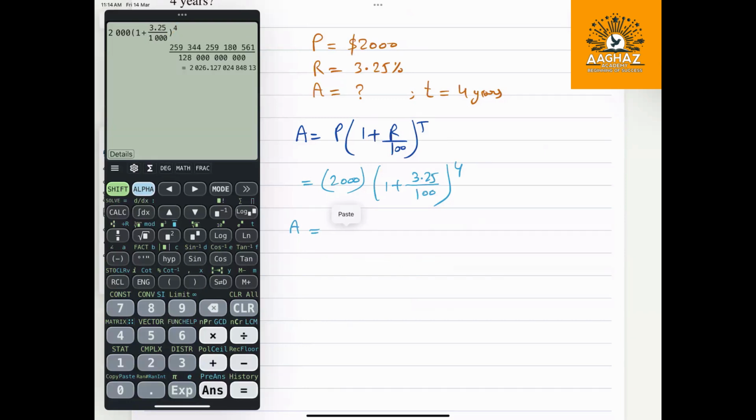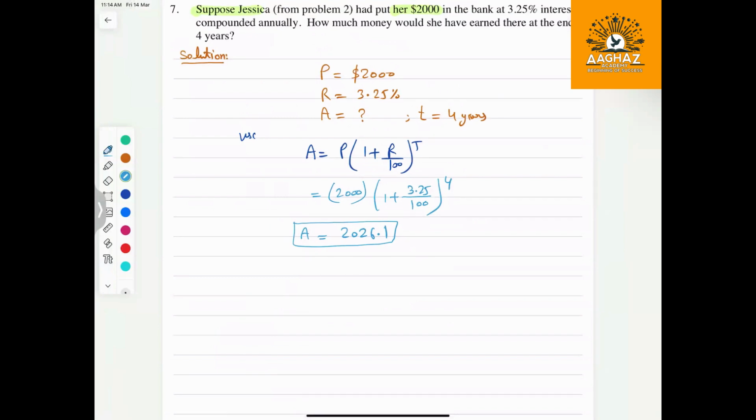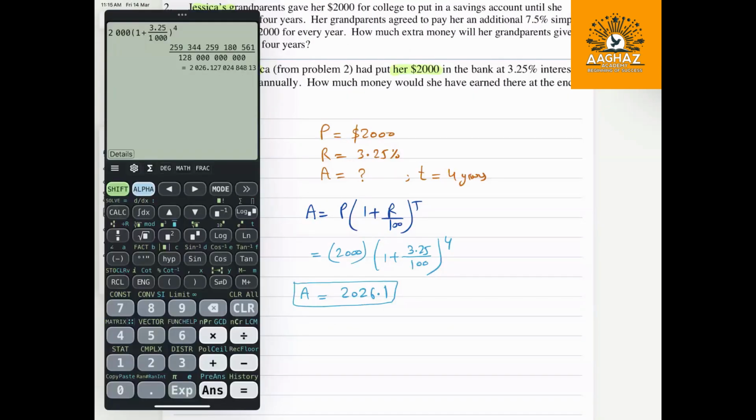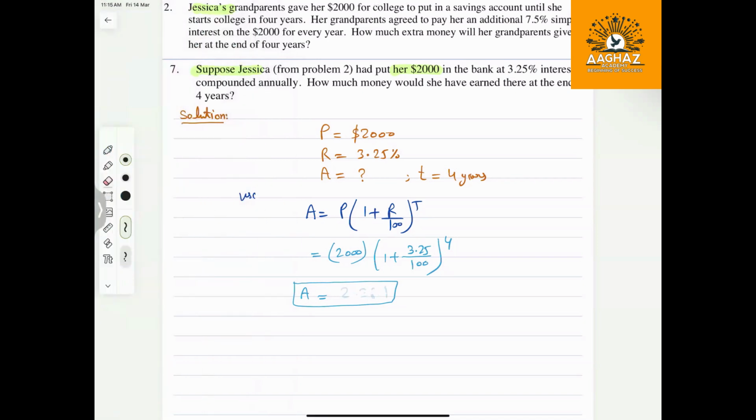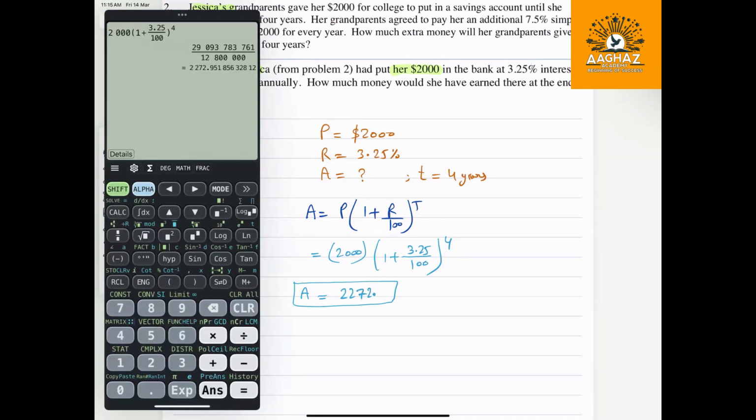So after putting in all these values, you can check my answer. That is 2026.1. It's my final answer. I think in my calculation I wrote 1000, but I think it should be 100. So I change that, and then the answer is 2272.95.